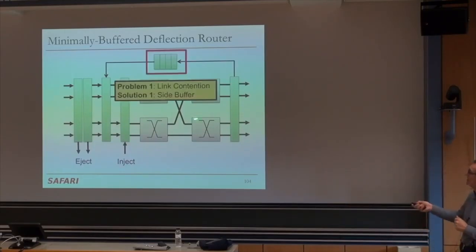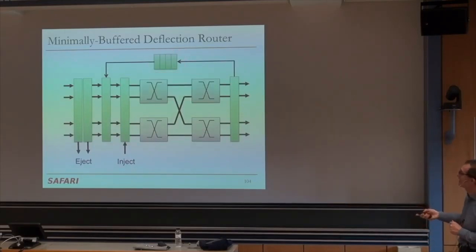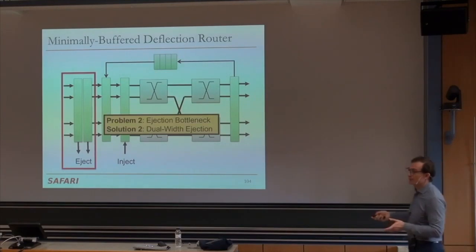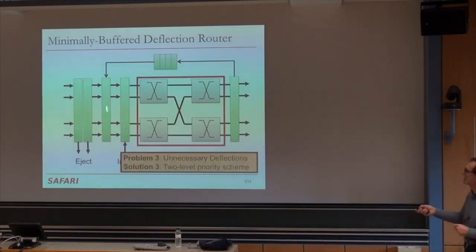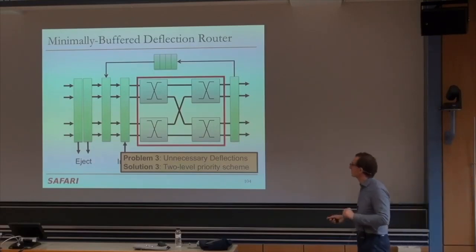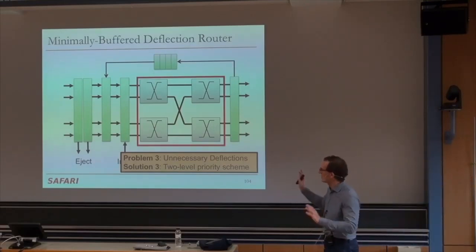We fixed the link contention problem by using a side buffer. We fixed the ejection bottleneck problem by using dual ejection, and we fixed the unnecessary deflection problem using a two-level priority scheme. It's really the silver priority scheme. You could actually expand it as we discussed.